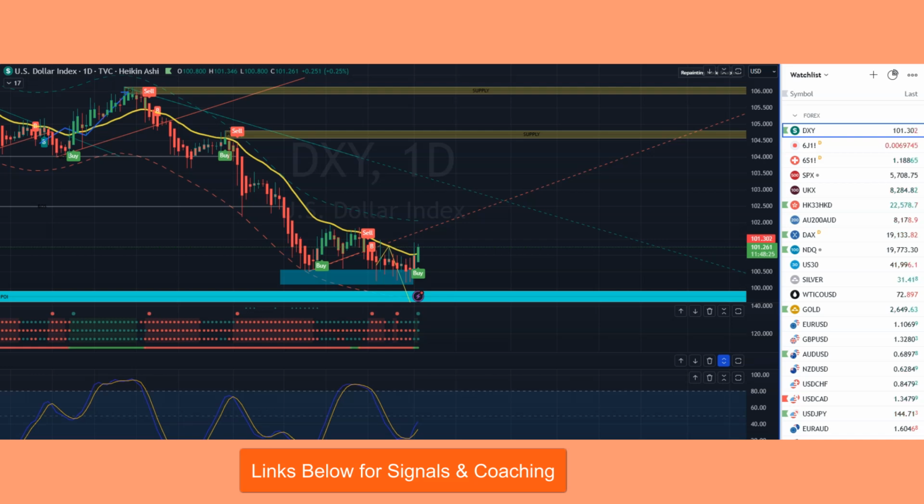But the first thing that you might recognize here is the DXY. I've been talking about this for several weeks. It's been completely sideways, but we have a fresh buy signal. So there's a couple of important points here, and it's perfectly feasible that the dollar is going to have a little bit of a rally.